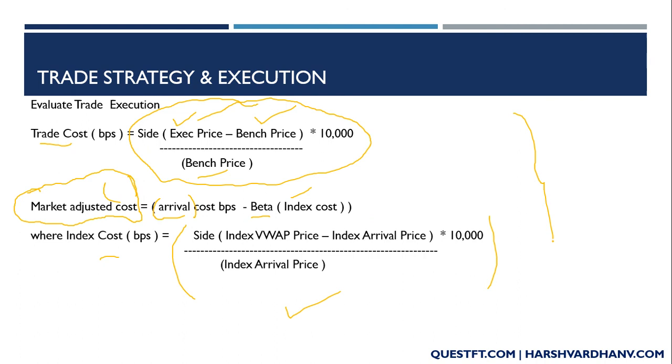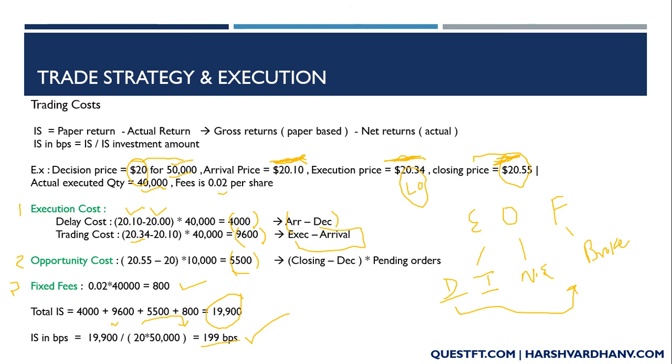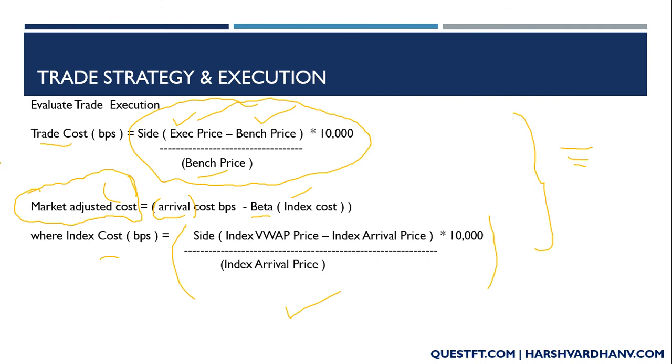Now, I'm not going into detail in this. This is really very simple. It's given in the book. I won't suggest that you go deep into this. Just remember that there are three costs involved in any trading: execution cost, opportunity cost, and fixed cost, EOF as a short form. The execution cost has two parts: delay and trading cost. Trading cost can be derived with this formula: basically, your actual price minus the price at which you thought you will execute. So this is the shortfall. And market adjusted cost is basically because of the systematic risk of the portfolio.